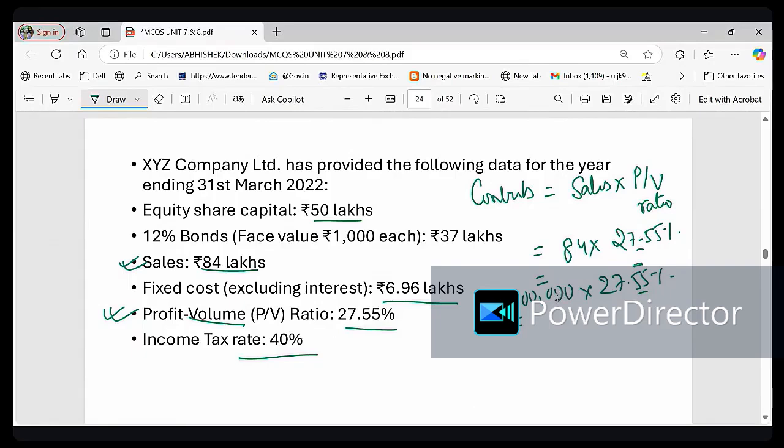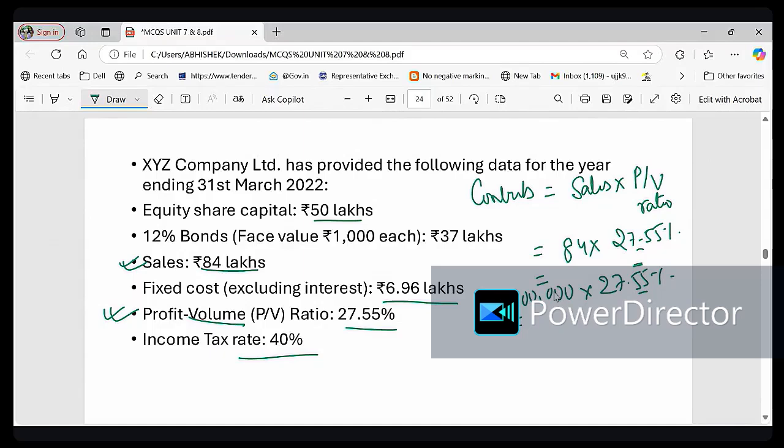So, P by V ratio, what it means, it tells us the profitability of each rupee of sale, right? Means, for 1 rupee you are selling, how much profit you are getting. That is what this P by V tells you. And if you multiply the P by V by sale, this will give you the contribution, right? It means profit per unit volume: if you are selling 1 unit, how much profit you are generating. That is what this P by V ratio is.